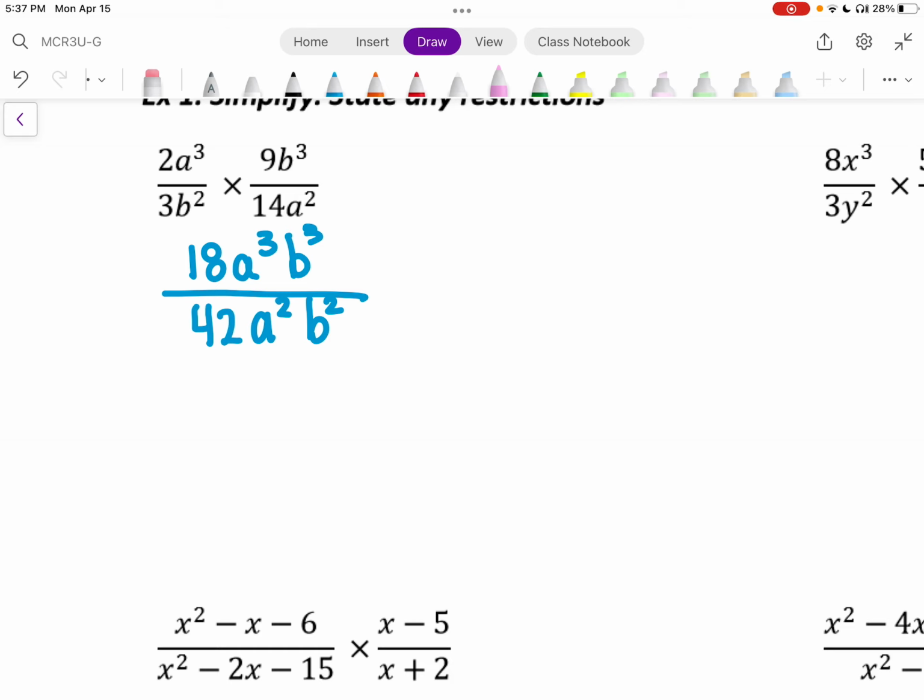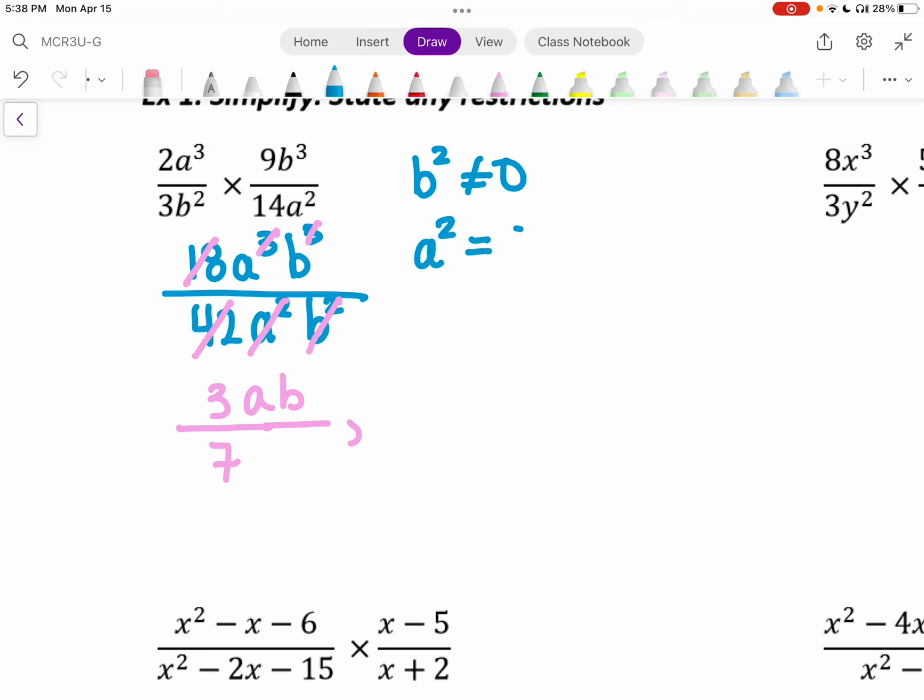And then if we were to reduce this out, we could reduce this over to 3 over 7. The a cubed, 3 minus 2 is going to be a, b cubed, b squared, we're left with AB, right? And our restrictions would be such that B squared cannot equal 0 and A squared cannot equal 0, right? Or well, 3B squared and 14A squared.